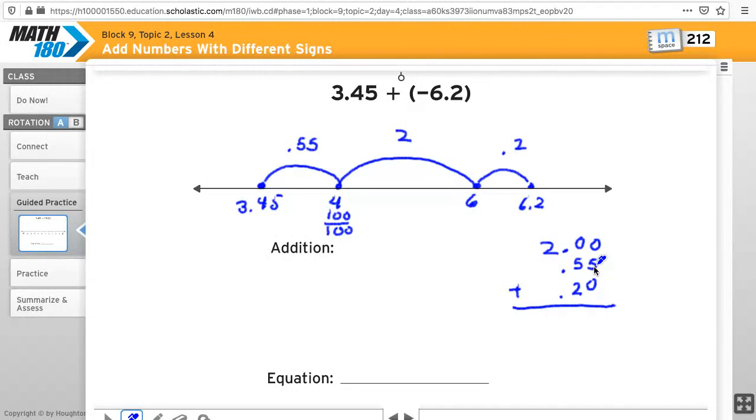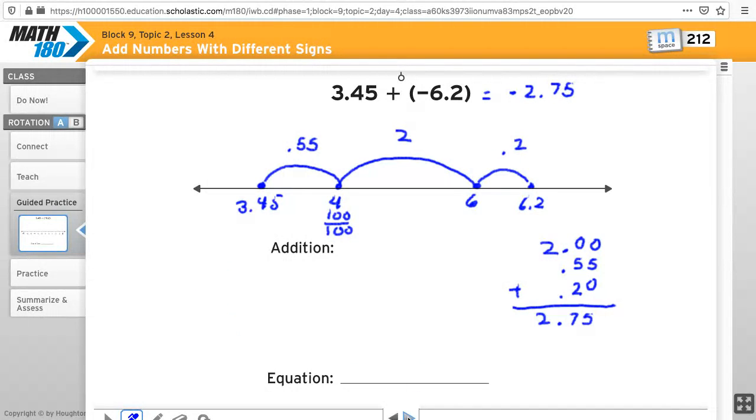So 0 plus 5 plus 0 is 5. 0 plus 5 plus 2 is 7. Bring down our decimal point and bring down the 2. And now we know that 3 and 45 hundredths plus negative 6 and 2/10 is negative, because we knew it was going to be negative, 2 and 75 hundredths.